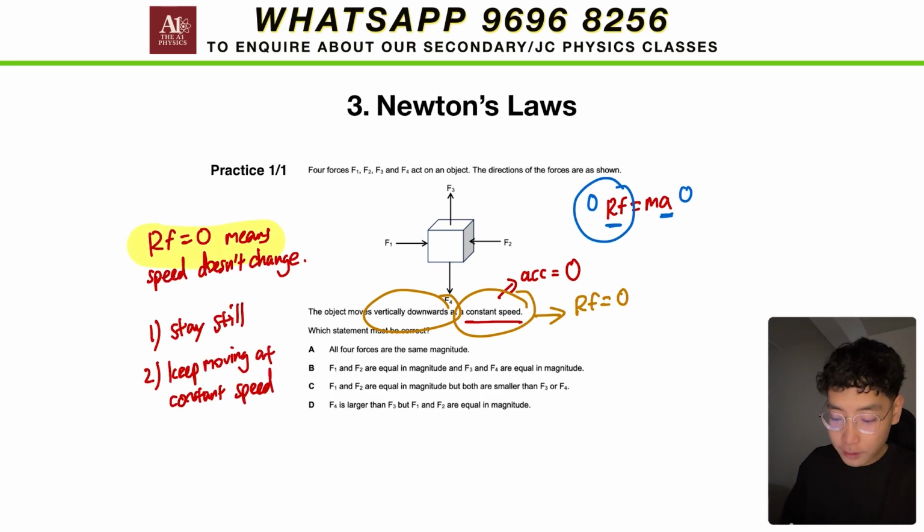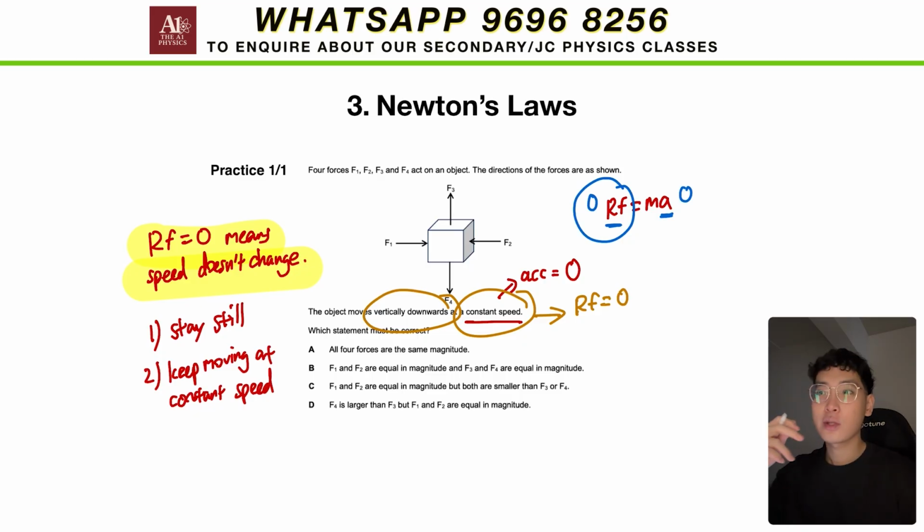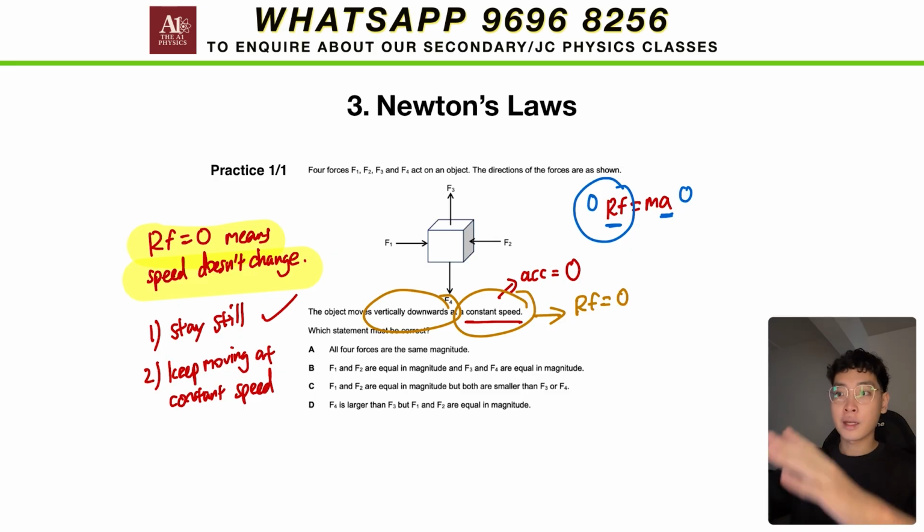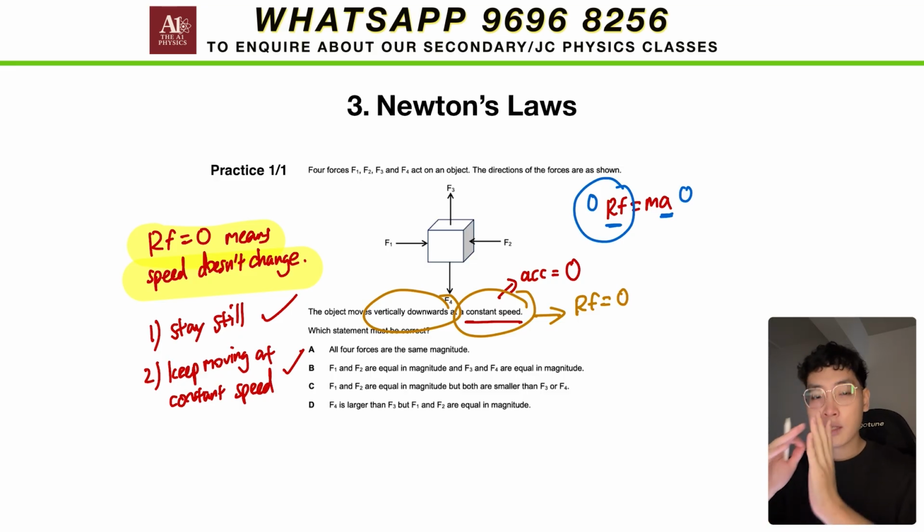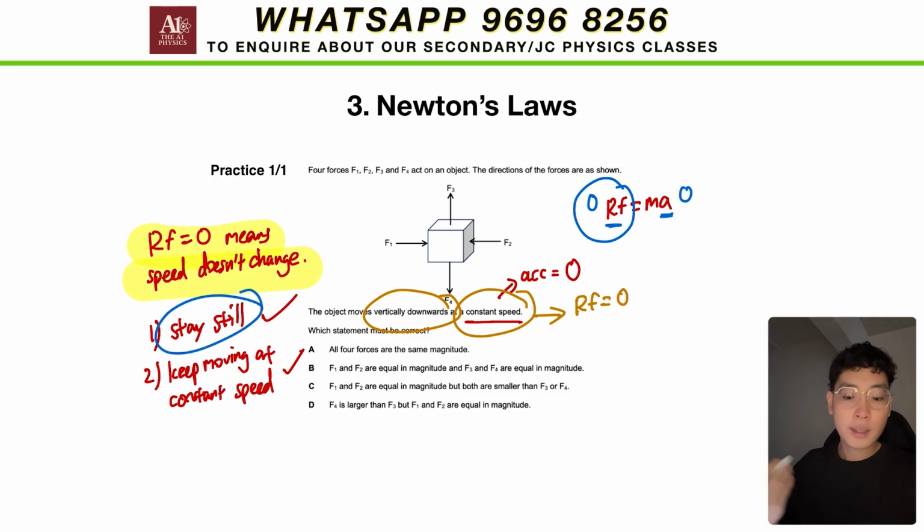Here's the idea. Resultant force equal to zero means that the speed of the object doesn't change. So there are two different possibilities. If you were already staying still and the resultant force is zero, then you just continue staying still. That's the first possibility. The second possibility: if you were already moving and the resultant force is zero, you will just continue moving at a constant speed. So zero resultant force doesn't always mean that you stay still. Sometimes, if you're already moving, you just continue with the constant speed.